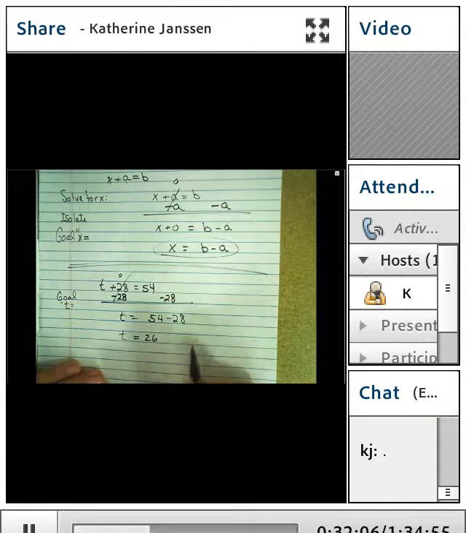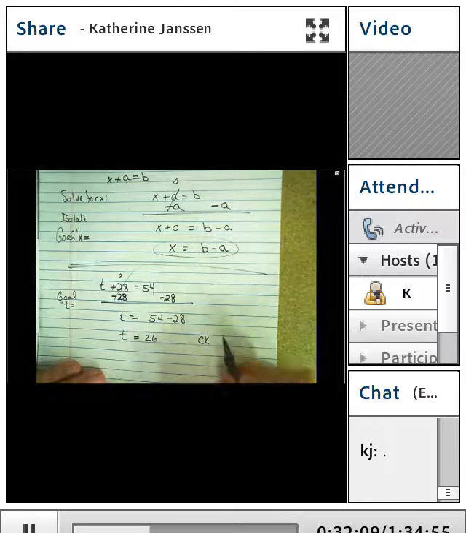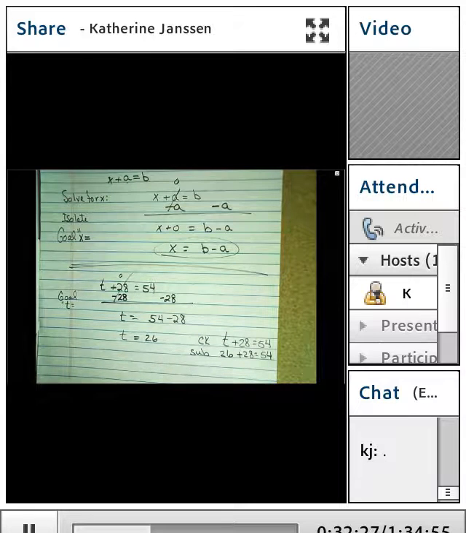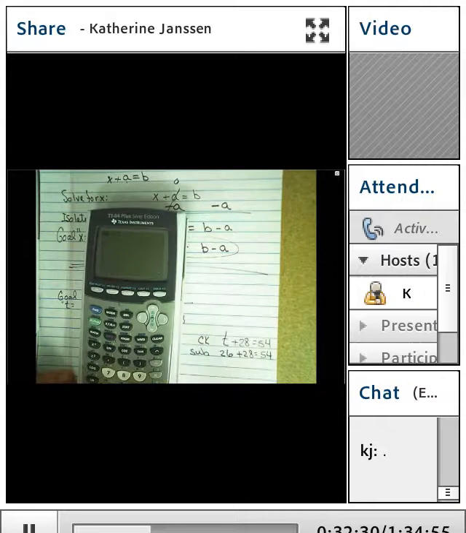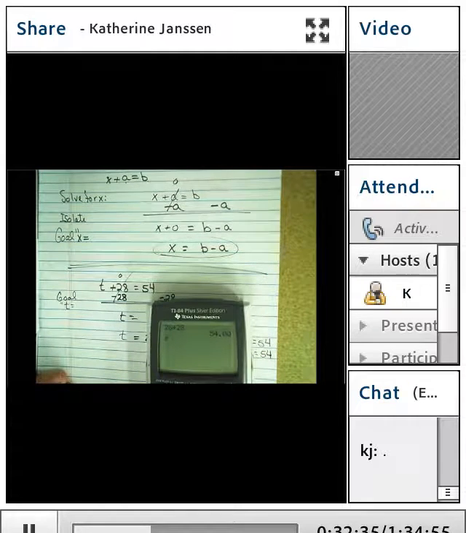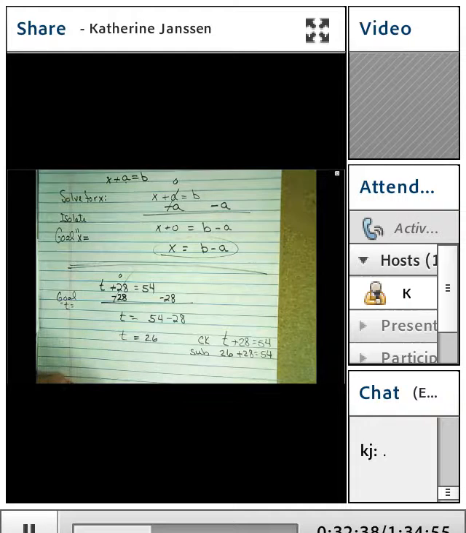Now we'd like to check this. We started out with t plus 28 equals 54. And I just said that t is equal to 26, so I'm going to substitute 26 for every occurrence of t, copy everything else down the same. 26 plus 28 is equal to 54. That is a true statement, so I can circle my answer.